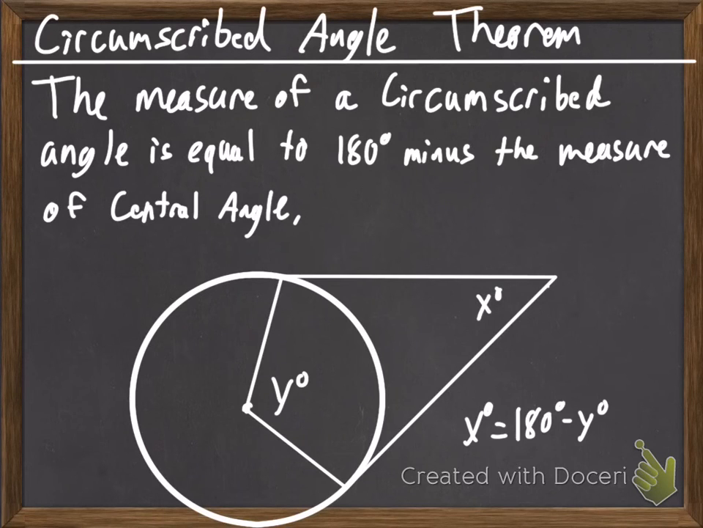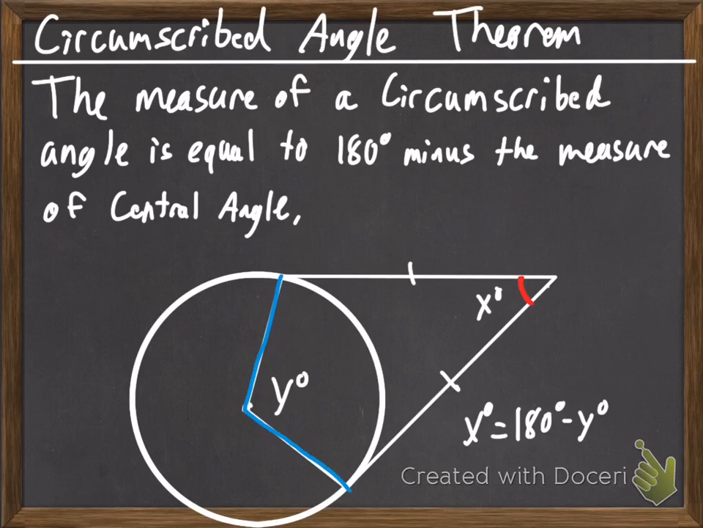Last theorem, the circumscribed angle theorem. The measure of a circumscribed angle is equal to 180 degrees minus the measure of the central angle. So, we're looking for the measure of angle X out here. What we're going to do is take the measure of that central angle that goes with our circumscribed angle. Remember, a circumscribed angle is formed when we have two tangents, so these are tangent.